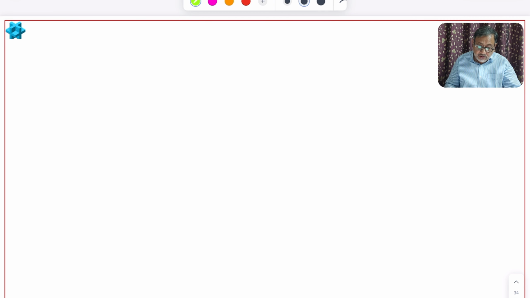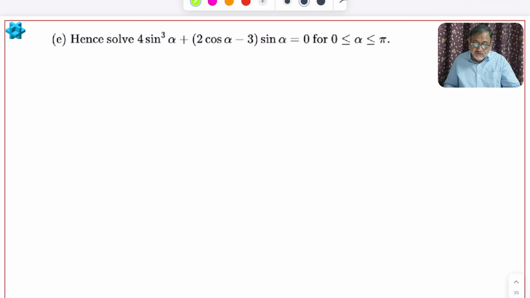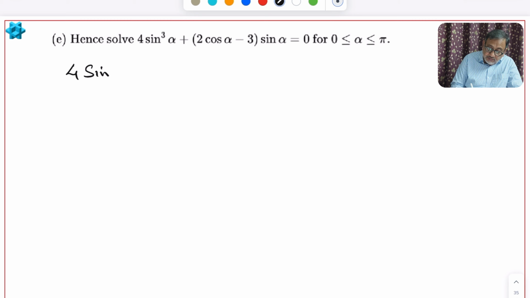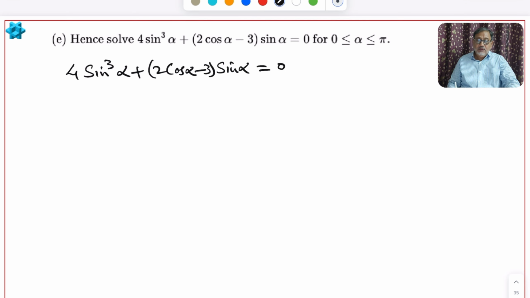Okay. Now the last part is remaining. Hence solve 4 sin cube alpha plus (2 cos alpha minus 3) into sin alpha is equal to 0 between 0 and pi. Okay, so I will take it equal to 0. 4 sin cube alpha plus bracket 2 cos alpha minus 3 sin alpha is equal to 0, right? So I will take 3 sin alpha and minus 4 sin cube alpha there.